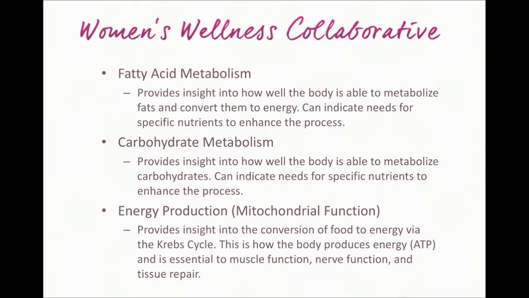so ATP, again, remembering back to high school biology, how the body produces energy, it's in this form of ATP, and ATP is kind of the final product of the Krebs cycle, which is essential to our muscle function and repair, and nerve function and repair, and tissue function and repair, right? So all of these things can be negatively impacted if our mitochondrial function is less than optimal.